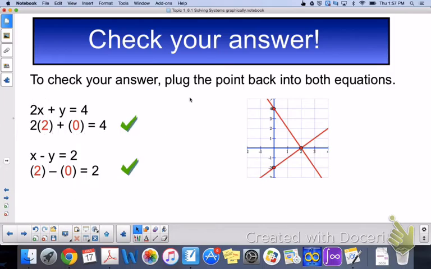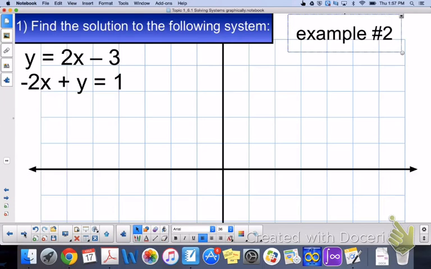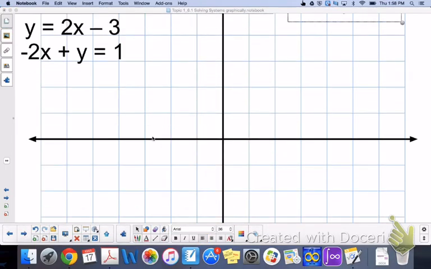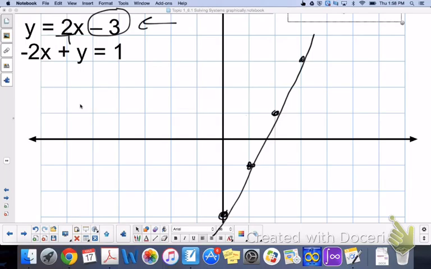Okay, next example. This one right here. The first one, y equals 2x plus 3, and hang on, I need to move this up a little so I can see the graph. Okay, y equals 2x minus 3. That one is slope-intercept form, so negative 3 is my y-intercept. I plot that. 2 over 1 is my slope, so up 2 over 1, up 2 over 1. So there's my line.